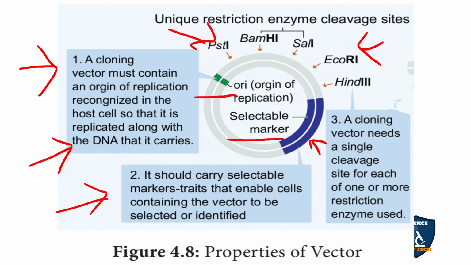And the third point is, a cloning vector needs a single cleavage site, meaning a single cut, for each of one or more restriction enzymes. HindIII is here, EcoRI, SalI, BamHI and PstI. So these are the restriction enzymes, and each one has a single cut on the particular vector DNA. Okay.